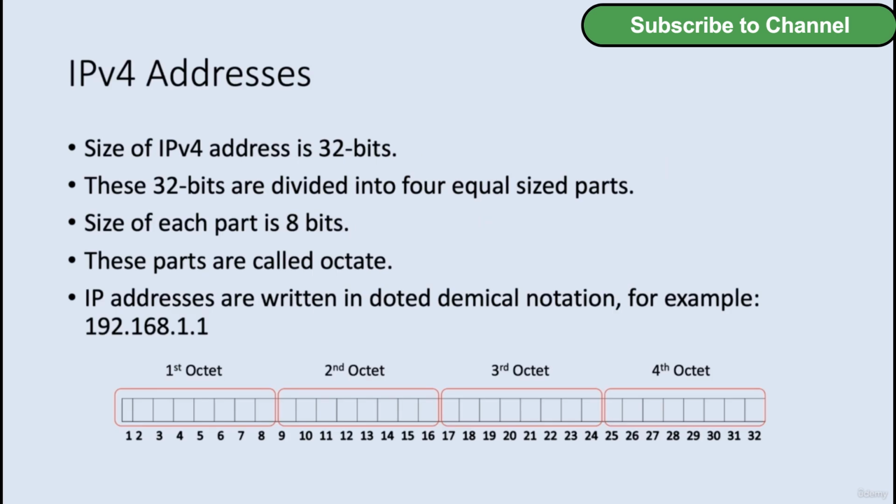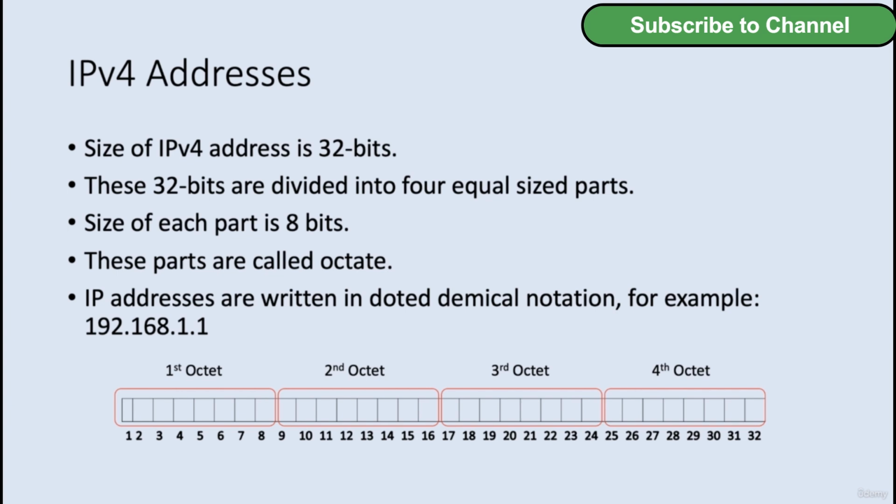Any device present in the network needs an address. These addresses are called IP addresses. There are two types of IP addresses, IP version 4 addresses and IP version 6 addresses. At this point, we are discussing IP version 4 addresses.